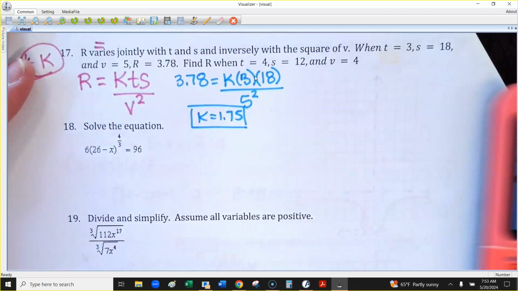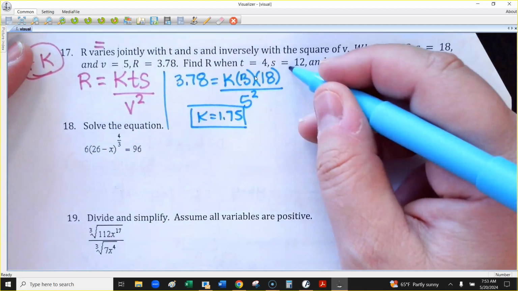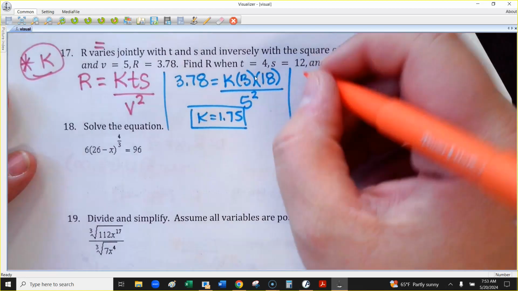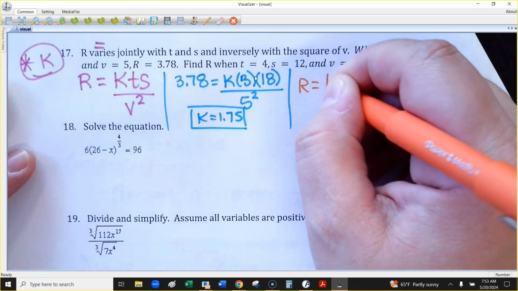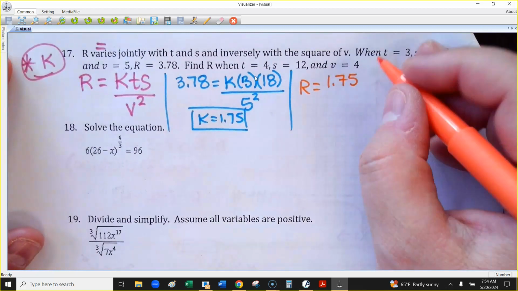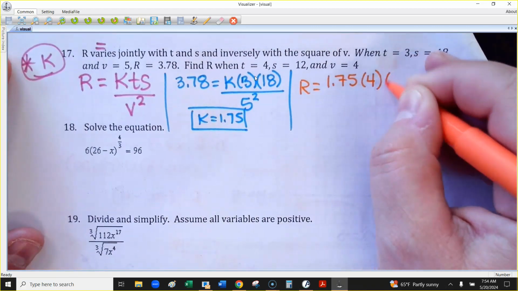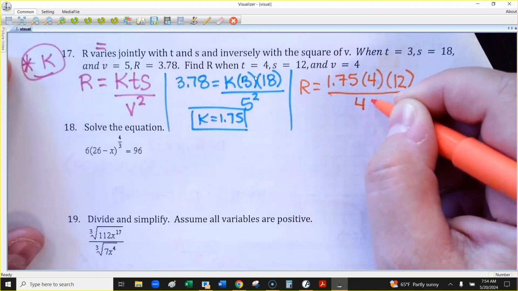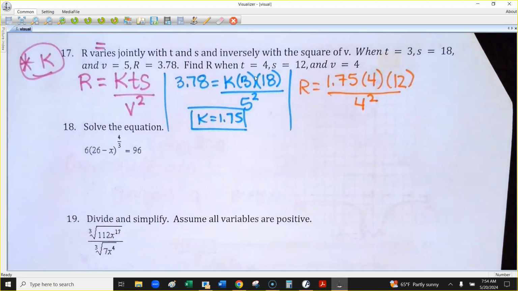All right, then these always ask you a secondary question basically to use your equation. So then it says find R, so R is going to be our variable. I know K is 1.75 from what we just did. T is 4, S is 12, and V is 4 also, but just don't forget the V is squared. So when you put that in, you're going to have to put 4 squared.